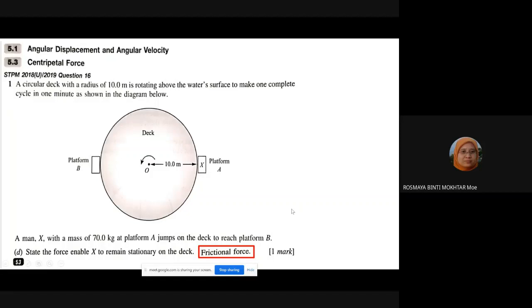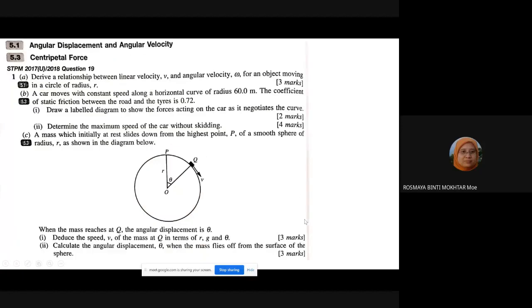Okay, so if no problem, we go to the next question. Question 1 for STPM 2017-18. Okay, so question 19. This is an essay question. 18, 19 and 20 are the essay questions. So 1A, one question equals 15 marks. So here are the sub marks, 3, 2, 4, 3 and 3, so altogether 15 marks.